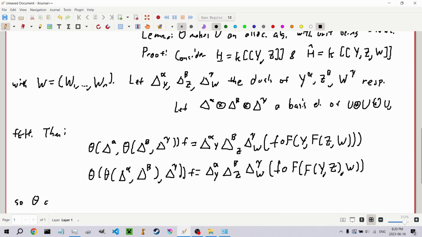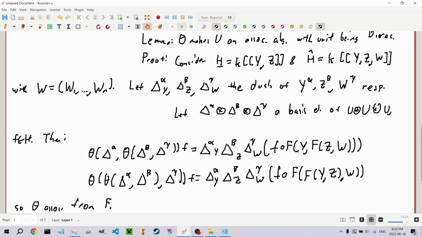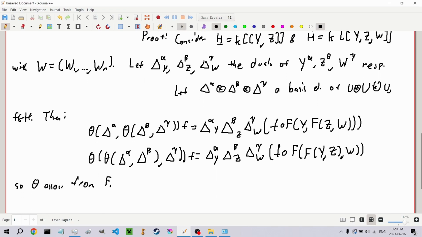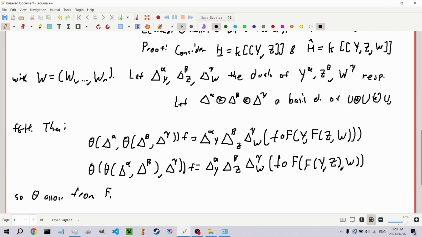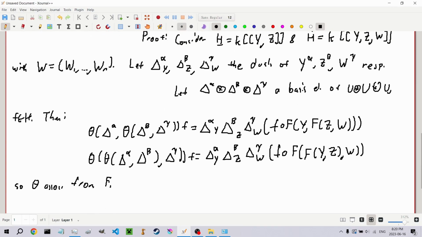So theta is associative from F. Now we want to show that the Dirac delta, which we write confusingly as an epsilon here, is a unit. So we're going to let delta alpha be in U and F in H.